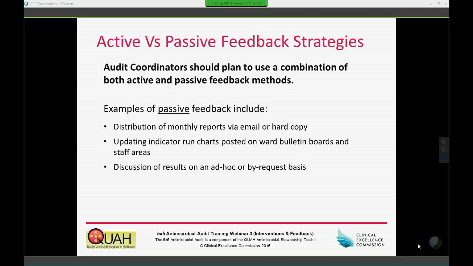You can update run charts of your indicator results, which you can post in staff areas and on bulletin boards. Or perhaps just being ready and willing to discuss the results when asked or when it happens to come up in conversation.